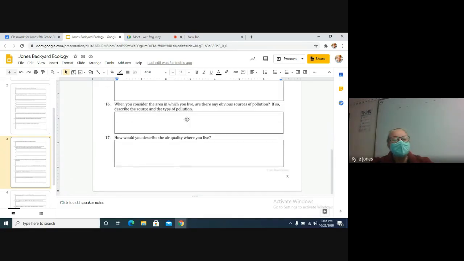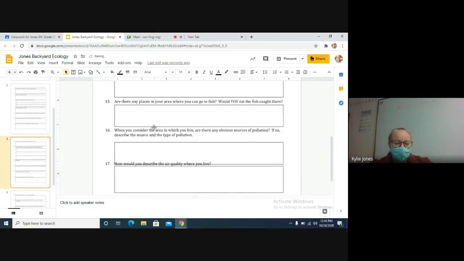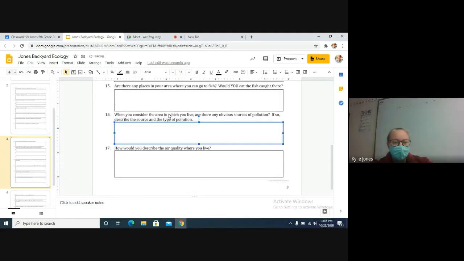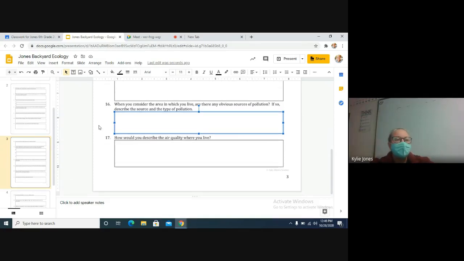Okay, number 16. When you consider the area where you live, Winslow, are there any sources of pollution? So, things that are bad for the environment. If you think so, what is that? Describe what that source of pollution is. Is it a factory? Is it a person? Some people are very not environmentally conscious and they just litter everywhere, right? So describe what type of pollution you see.